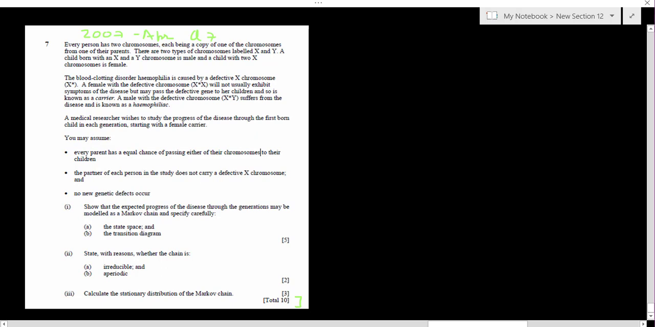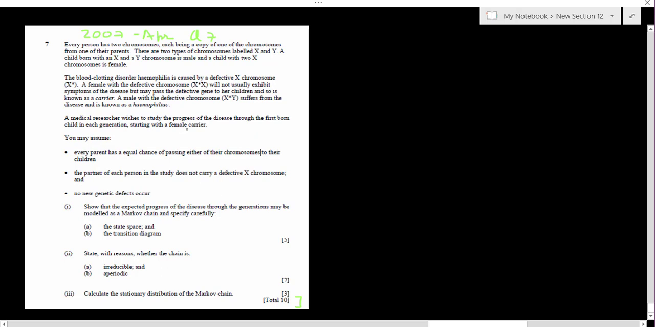So every person has 2 chromosomes, each being a copy of one of the chromosomes from one of their parents, right? So basically we know that when we talk about chromosomes that define the sex of a baby, one chromosome from each of the parents has to come.